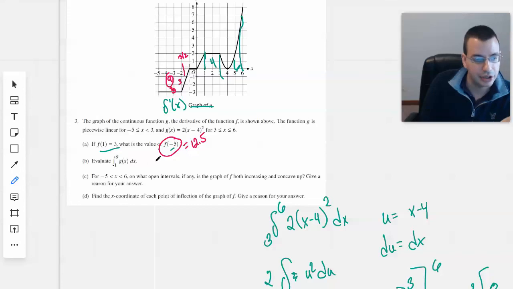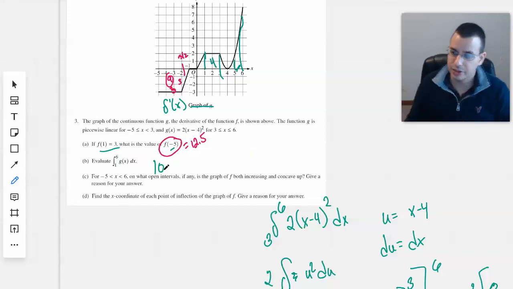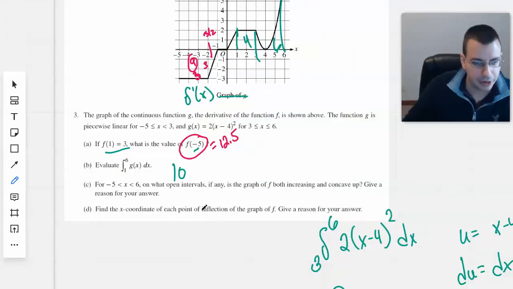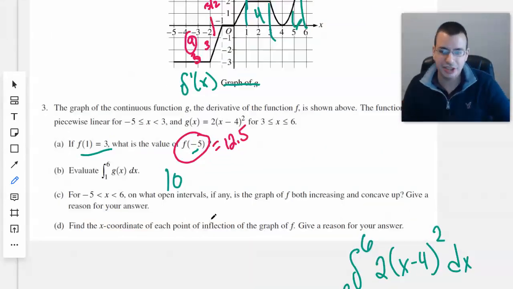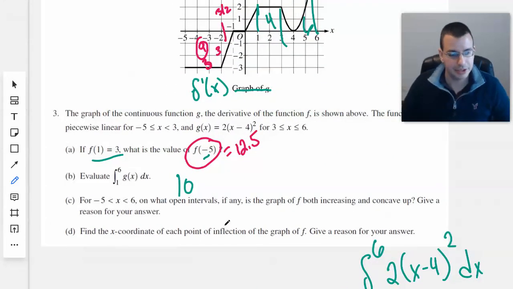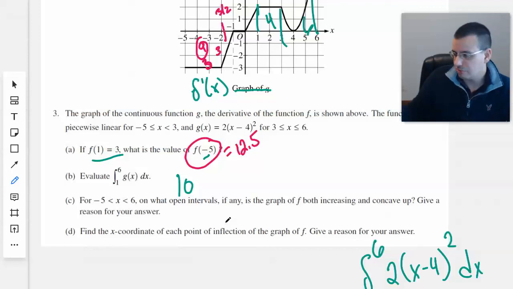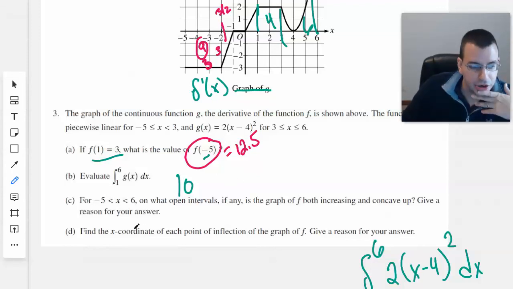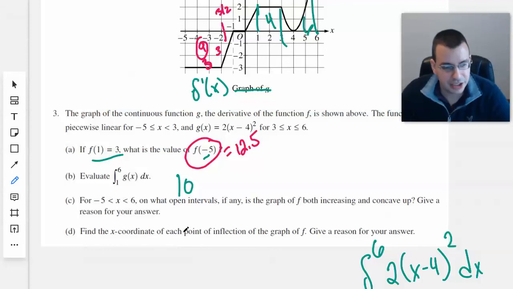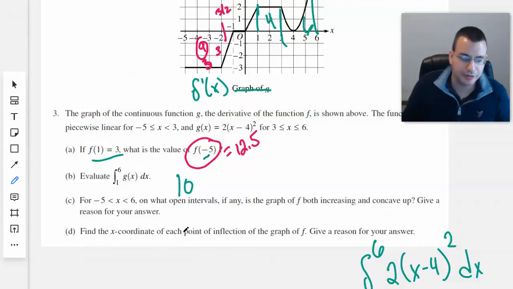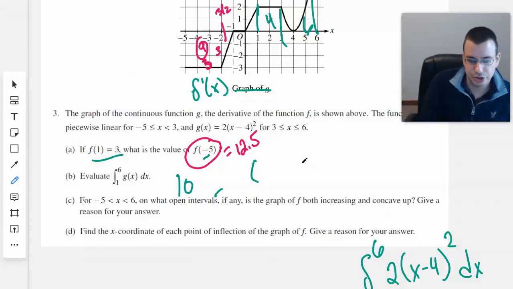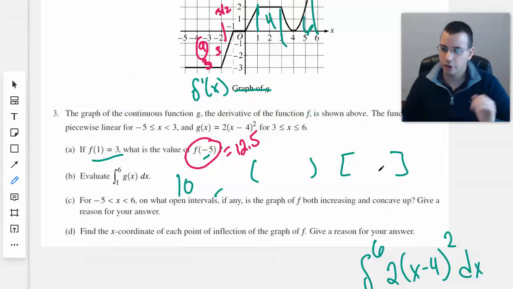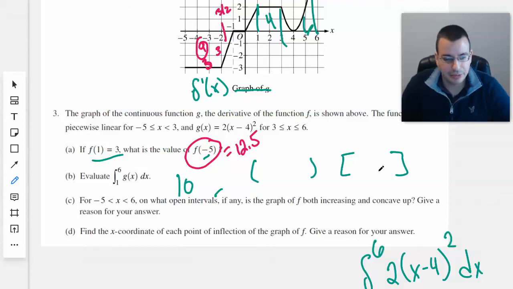And so our total area from 1 to 6 will be 10: 4 plus 6. Okay, now we're going to go on to some more conceptual problems. This is more from previous Calc 1, but we should know this, so let's go for it. Won't take long, hopefully. For -5 less than x less than 6, on what open intervals? Open intervals means you use these brackets, not these brackets, which means you don't have to include the endpoints, which just makes life simpler.